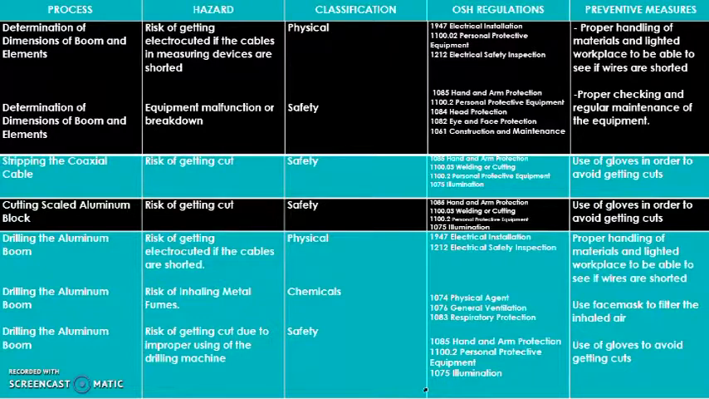The second hazard is classified as a chemical hazard. OSH regulations are physical agent, general ventilation, and respiratory protection, and it is needed to have a face mask to filter the inhaled air. For the risk of getting cut, it has the same hazard classification. The OSH regulation is the same as the preventive measures of the third process.